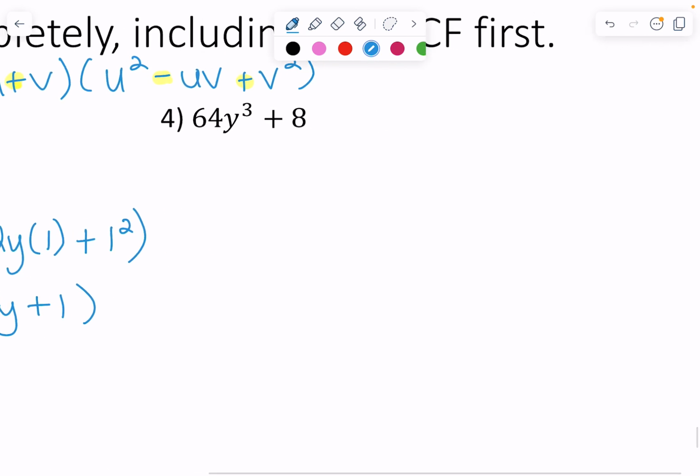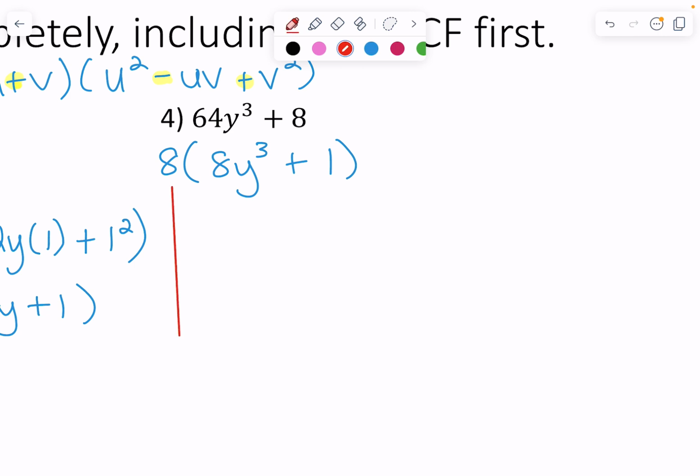For number 4, there is a GCF. We can divide both of those by 8. So I'm going to have 8y cubed plus 1. This is like your little sibling. Don't want to forget them. And now I'm going to just factor these two. Sorry, not that one. These two. So I'm going to do the cube root, both of these. Cube root of 8 is 2. Cube root of y cubed is y. Cube root of 1 is 1.